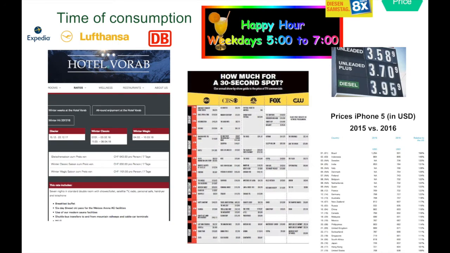Next one, many companies choose different prices based on the time of consumption. The great examples again are the travel industry, Expedia, Lufthansa, Deutsche Bahn, so that's the flights and travels, but also the hotels. For the hotels, we look at the middle part, the glacier time, the winter classic time, or the winter magic time. That's actually different times, different weeks of the year. And the winter magic, the last one, that's the high season.